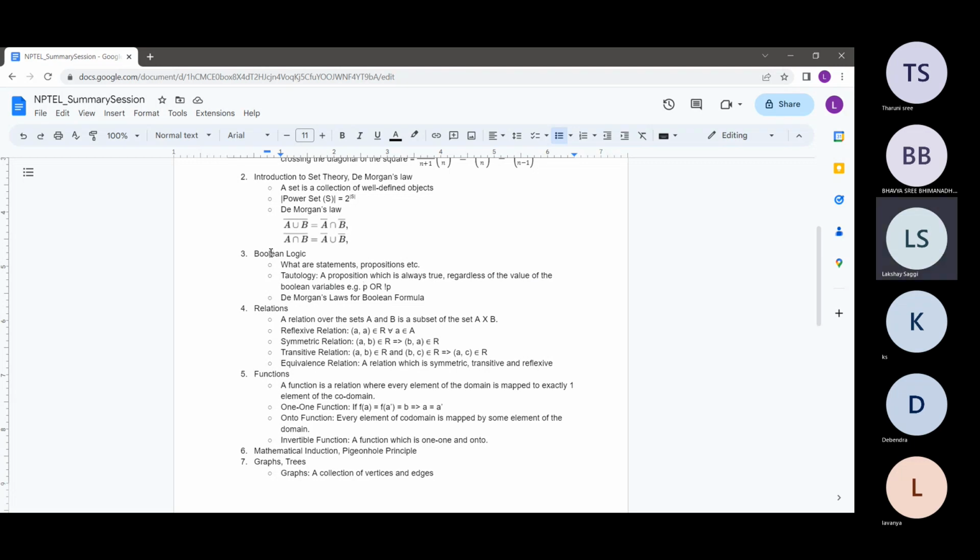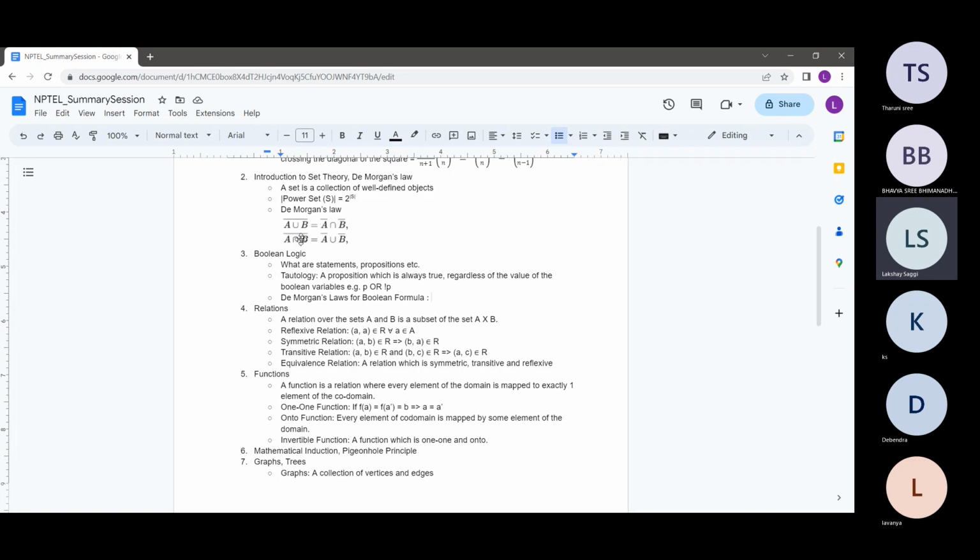And then in Boolean logic, similar to sets, there came De Morgan's laws for Boolean logic also. So similarly, De Morgan's law here said that (A union B) whole complement is A complement intersection B complement.